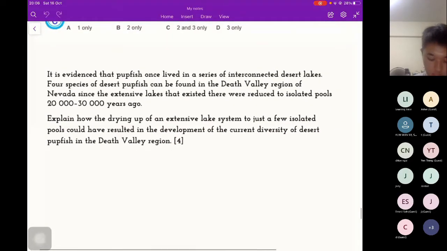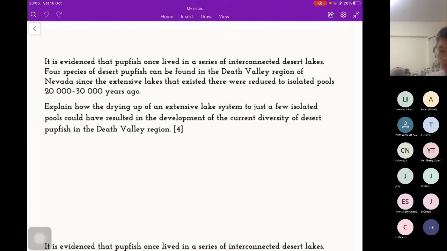Okay, so this says, it is evidenced that pupfish once lived in a series of interconnected desert lakes. 4 species of desert pupfish can be found in the Death Valley region of Nevada, since the extensive lakes that existed there were reduced to isolated pools 20 to 30,000 years ago. Explain how the drying up of an extensive lake system to just a few isolated pools could have resulted in the development of the current diversity of desert pupfish in the Death Valley region.